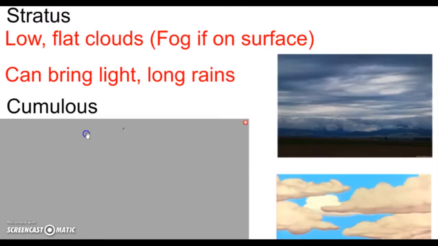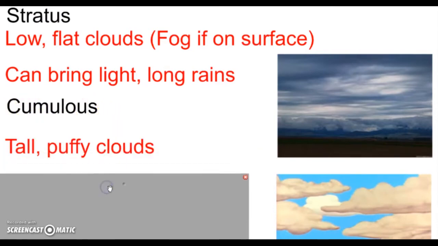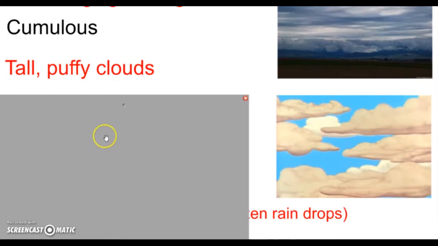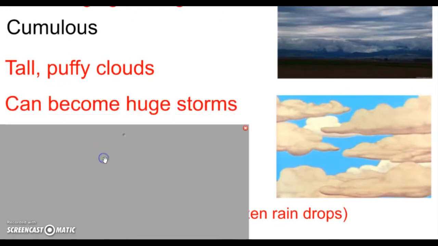All right, lastly, cumulus clouds. These are the tall, puffy clouds. And these can become huge storms. So they're not cumulus clouds anymore, but they're cumulonimbus clouds when they become the huge, tall thunderstorms that we have in the summertime.